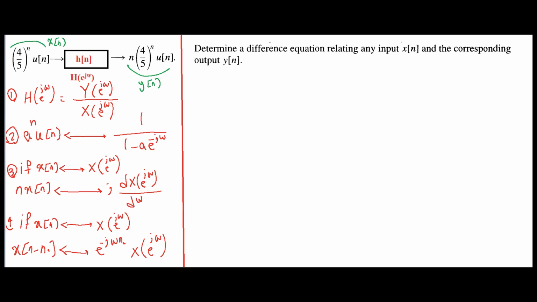In the next part, we are asked to write a difference equation between the input and output of the system. From the previous part, we already found H(e^{j omega}), and we know that it's equal to Y(e^{j omega}) divided by X(e^{j omega}).